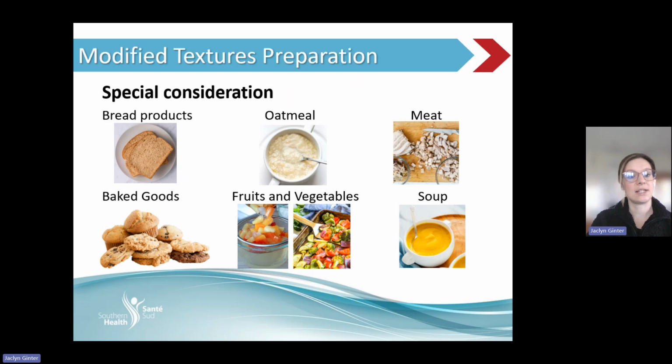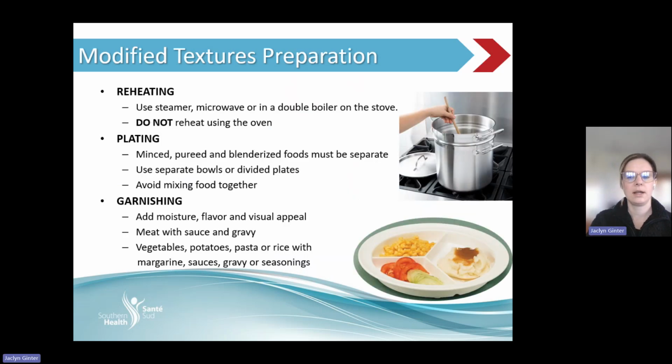There are some special considerations here. Reheating: use a steamer, microwave, or a double boiler on the stove. Do not reheat using the oven. When plating, minced, pureed, and blenderized foods must be separate. Use separate bowls or divided plates. Avoid mixing the food together.